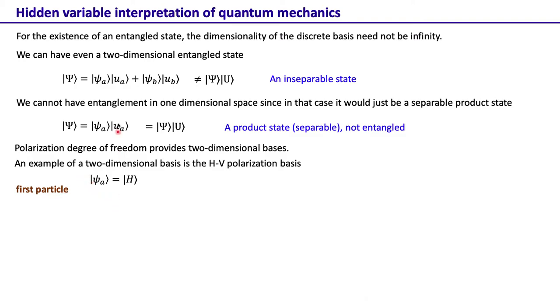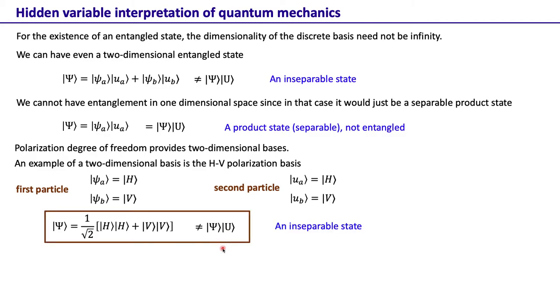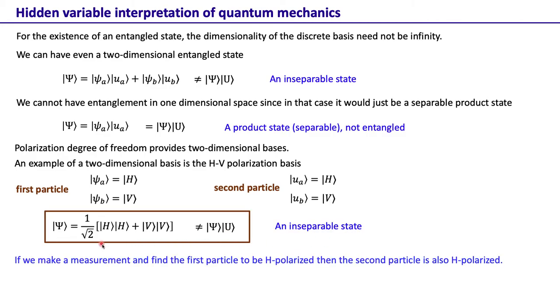Let's say that for the first particle, psi A is horizontally polarized light and u A is vertically polarized. Again, for the second particle, psi B, u A is horizontally polarized and u B is vertically polarized. With that, we can write this two-dimensional entangled state in the horizontal-vertical polarization basis like this: 1 over root 2 times HH plus VV. This is, of course, an inseparable state because we can't write it as the wave function of the first times the wave function of the second. We also see that this is a superposition of two-particle states. One is HH, the other one is VV. So it's a superposition of these two.